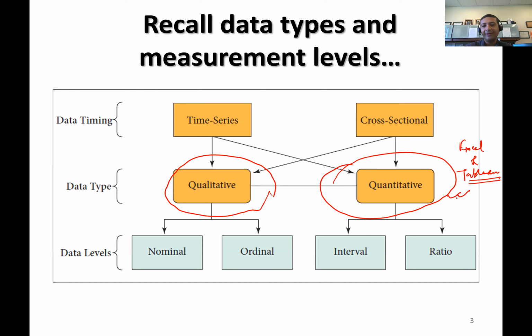Sometimes it's very clearly showcased in the data type itself. So if you have data that is very clearly articulated, let's say as male, female, and so on and so forth, so these are a bunch of characters, and that's how the data type is definitely qualitative. It's a nominal kind of data. It's categorical.